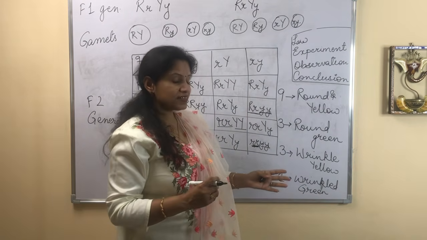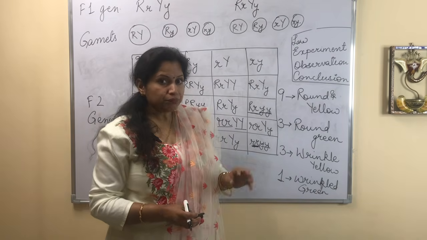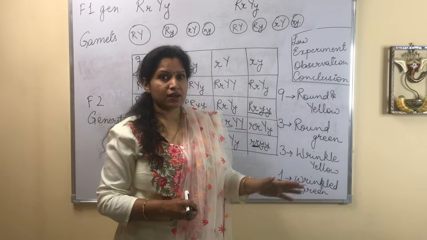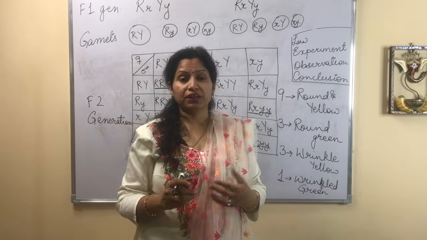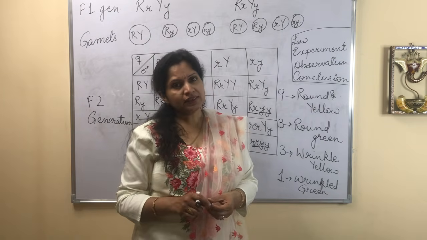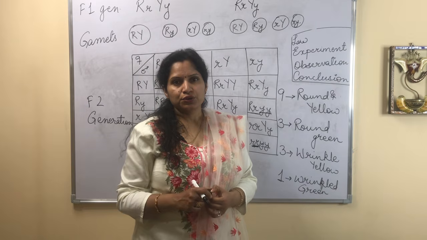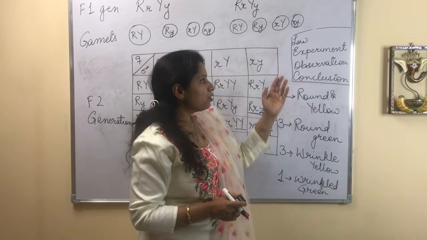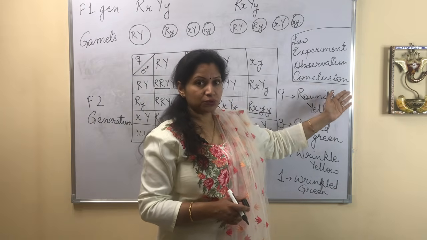They found out all these things, so if we total, it comes out to be 16. So out of 16 plants, 9 plants were round and yellow, 3 were round and green, 3 were wrinkled and yellow, and 1 was wrinkled and green. So by that way, what was the conclusion? This is the experiment and the observation. Now what is the conclusion?